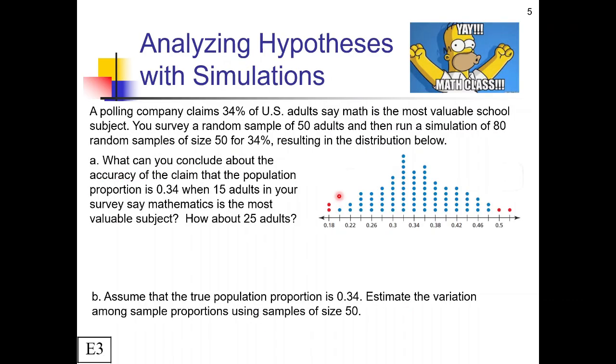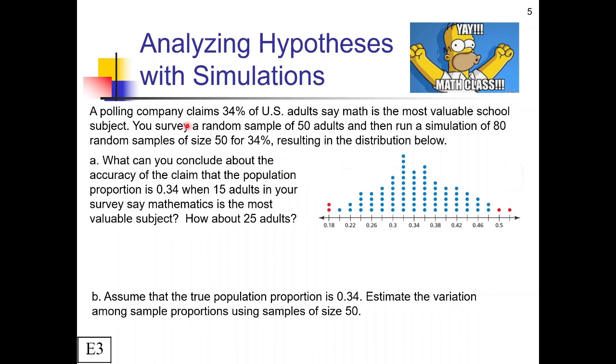For this problem, we're going to try to analyze a hypothesis here using a simulation. So here's the backstory. A polling company claims 34% of U.S. adults, like Homer here, say that math is the most valuable school subject. I couldn't agree more. To test this claim, though, because you're not just taking it at face value, you survey a random sample of 50 adults, and then you run a simulation of 80 random samples of size 50 for 34%, giving the distribution below. And we'll talk a little bit more in a minute about what this actually means.